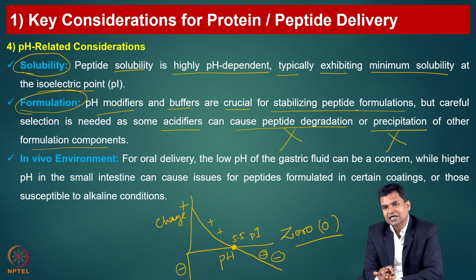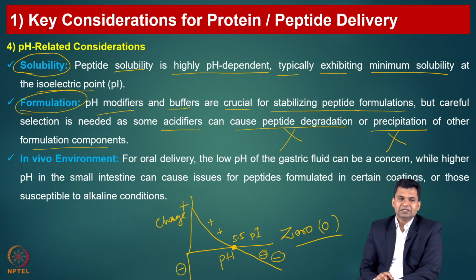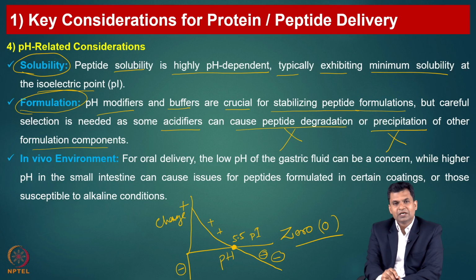So, you need to understand the physiological environment, and the pH dependent study of solubility and formulation is also very important. Now, you can see that for oral delivery, the low pH of the gastric fluid can be a concern. Why?